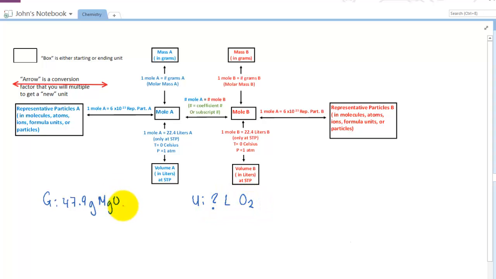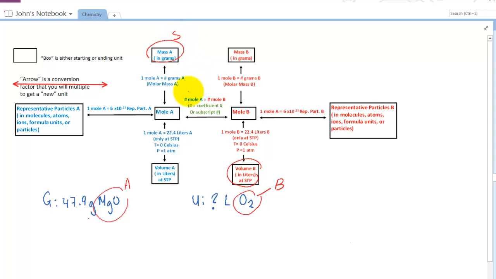To start, we first notice there are 2 different chemicals. So our given chemical is always chemical A, and our unknown chemical will always be chemical B if they are 2 different chemicals. So here we have grams of A, which is right here. This is where we start. And we are looking for liters of B, which is right here.